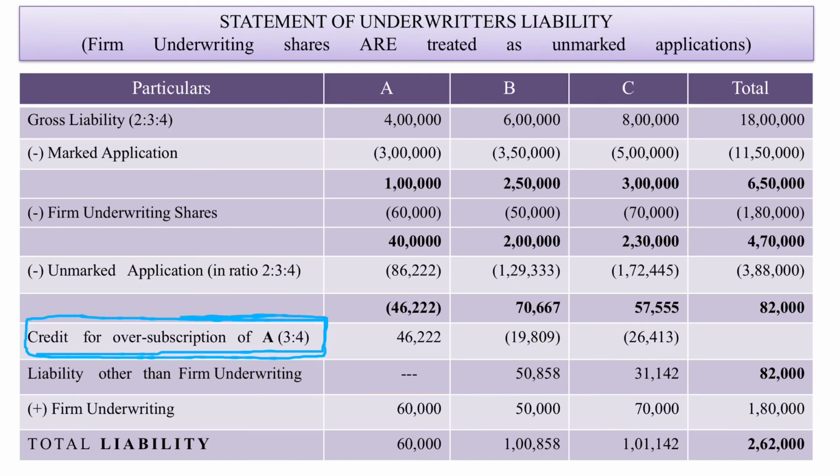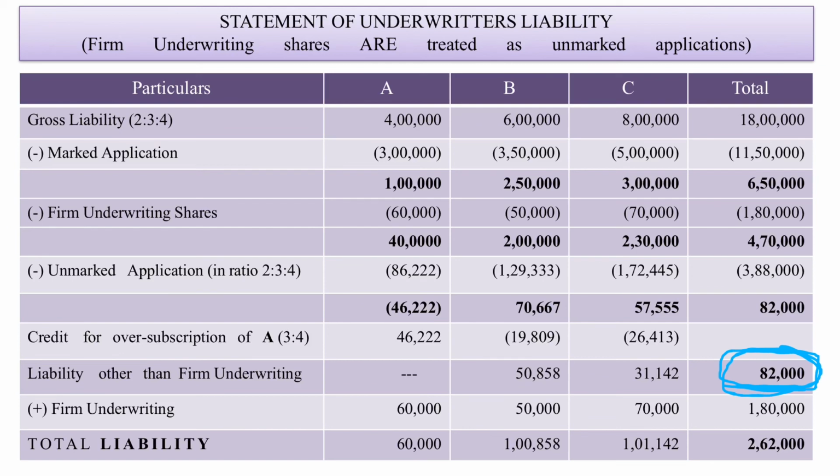Now we have got the liability of underwriters other than the firm underwriting shares. So for A it is nil because there is already some excess subscription. For B it is 50,858 and for C it is 31,142. So B and C will subscribe for those number of shares, which together will come to 82,000, which was the shortfall. But if we add the firm underwriting to this, we will get the total liability of each of the underwriters. So by adding the firm underwriting shares, the liability now stands at 60,000 for A, 1,00,858 for B and 1,01,142 for C.